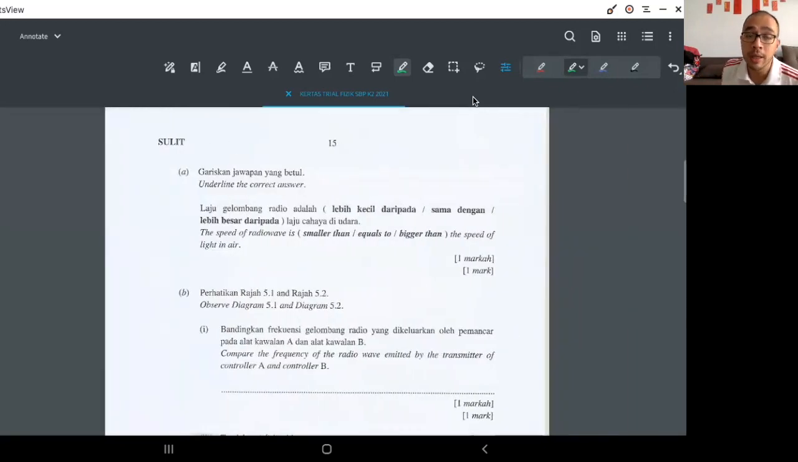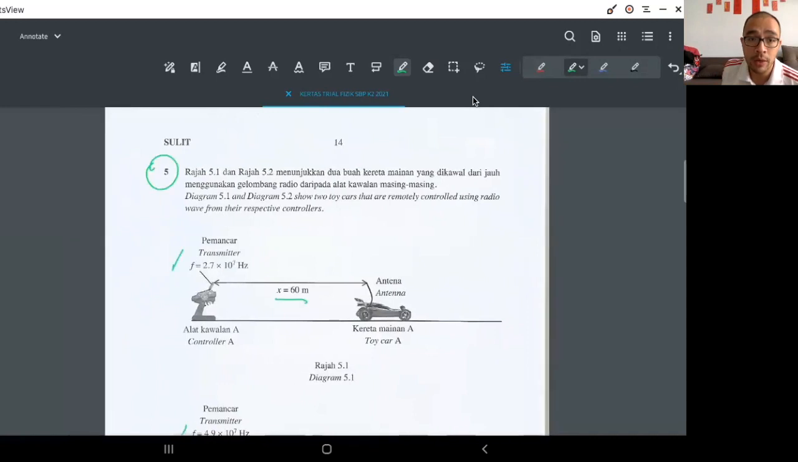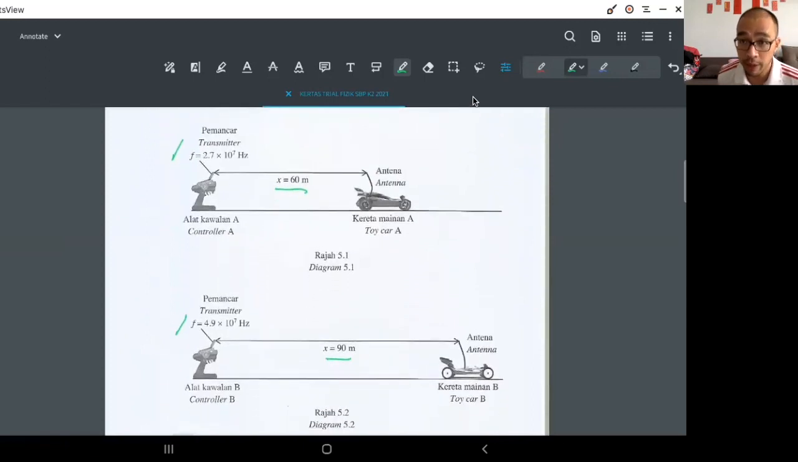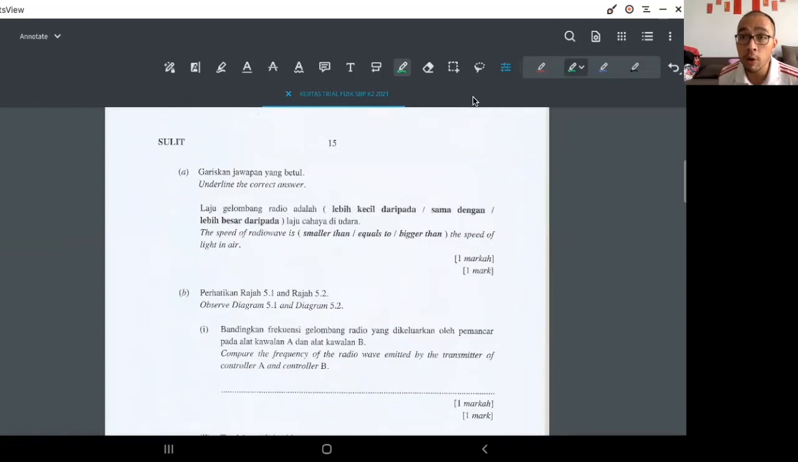So the first question, underline the correct answer. The speed of the radio wave is smaller, equal, or bigger than the speed of light in the air. Now when we talk about radio waves, we need to remember that radio wave is an electromagnetic wave, and electromagnetic waves all move with the same speed, which is the speed of light. So this is equal to, because radio wave is an electromagnetic wave. All electromagnetic waves move at the speed of light, which is 3 times 10 to the power of 8 meters per second.